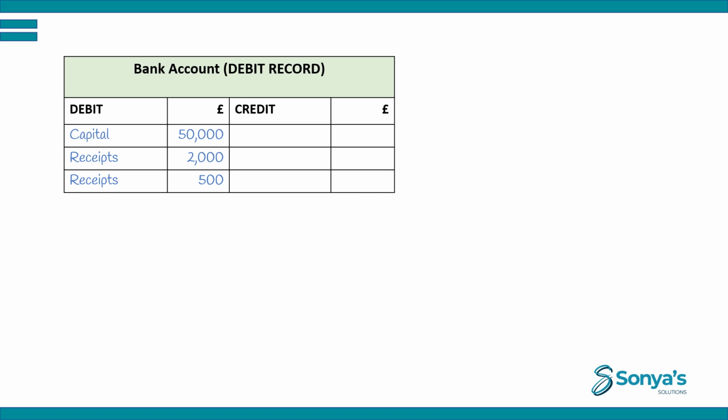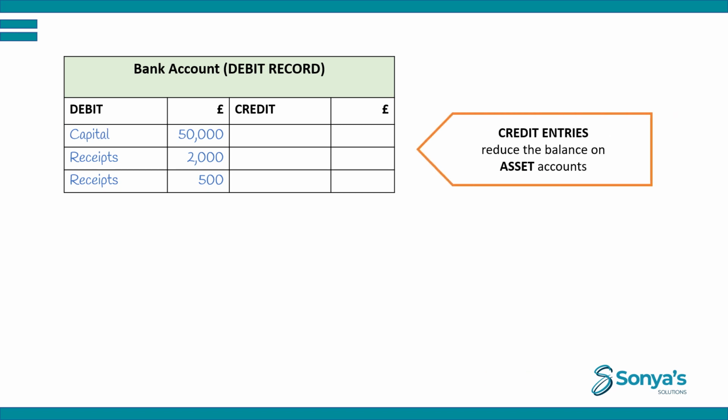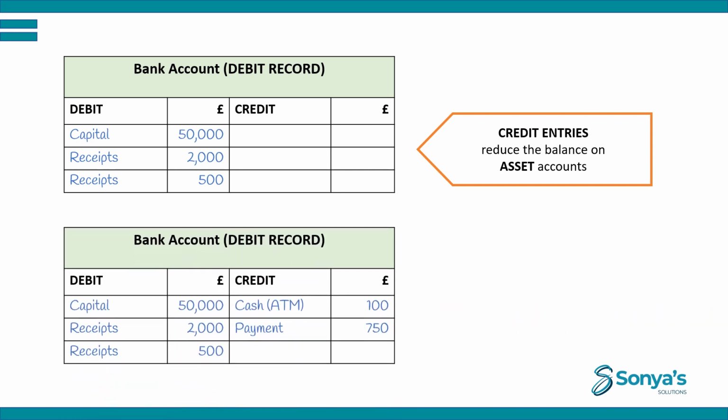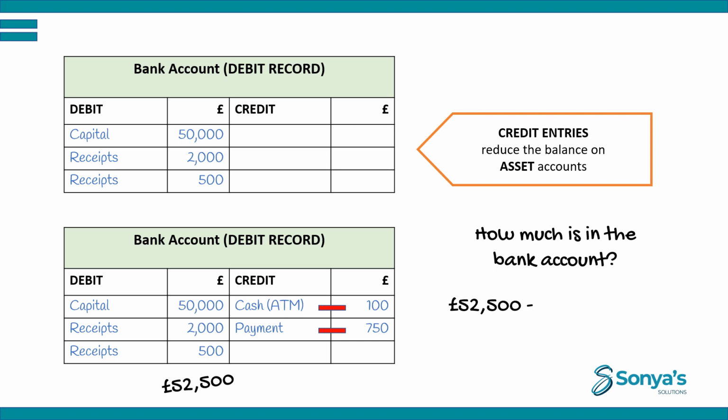We have a credit side on the account so that we can reduce the value of assets. It's thought that plus and minuses didn't exist when this system was established. Cash withdrawals and payments will reduce the bank balance. To recalculate the account balance, we deduct the payments, the credit entries from the debit entry total. The revised account balance is £51,650.